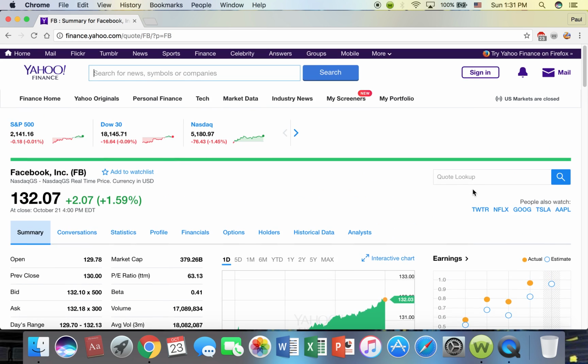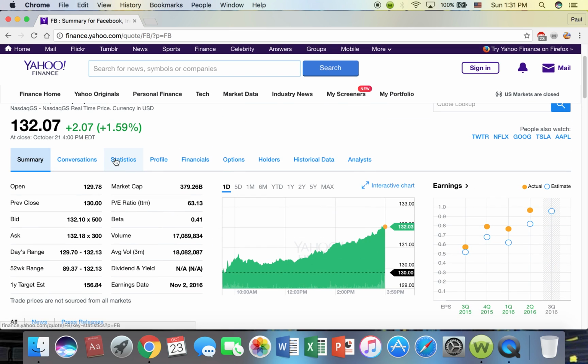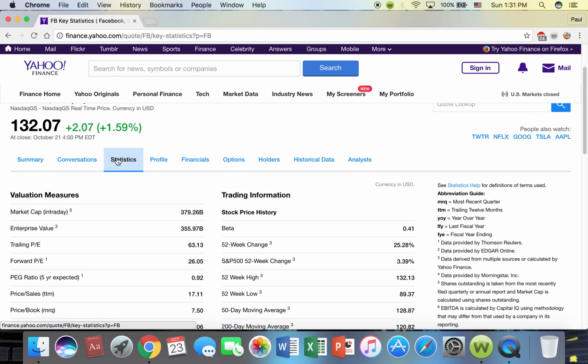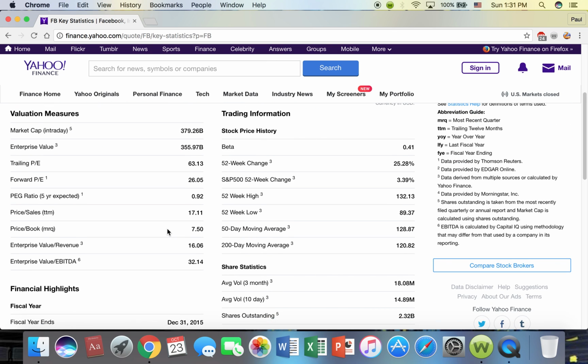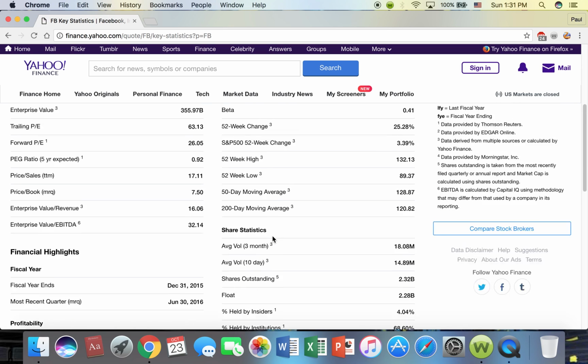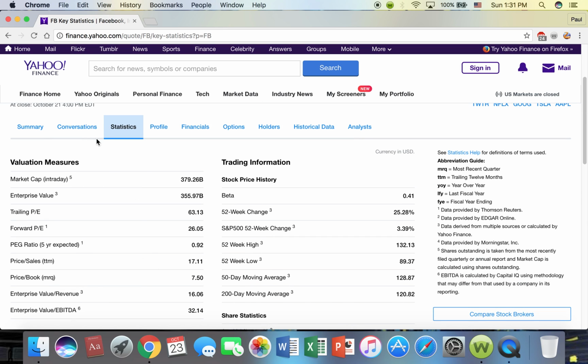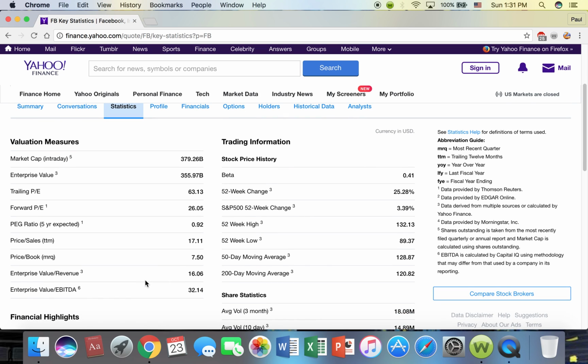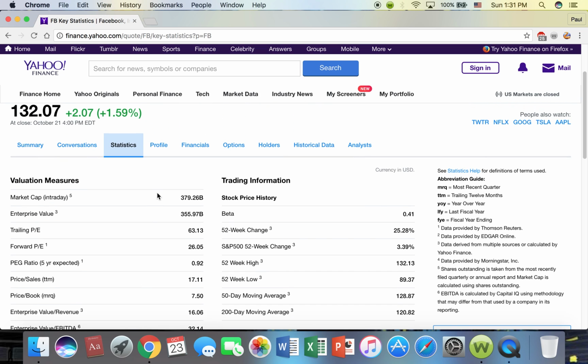Now, let's go to some of these. So let's start with statistics. Now, I'm not going to go through every single one of these statistics because that would take way too long, but these are very good statistics. Some of these to look at, especially the ones in here, the valuation measures, you can look these up on Investopedia and see what they mean, and you can make very informed decisions on buying or selling stocks.